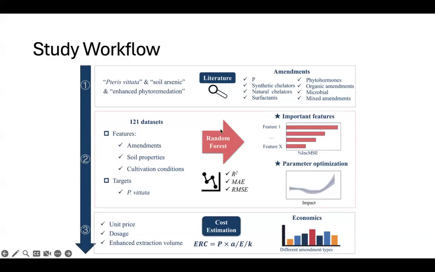These were plugged into a random forest model with these evaluation metrics. Then the important features and parameter optimizations were identified. Then that data was used to estimate costs by taking into account things such as unit price, dosage, and extraction volume, and the economic sustainability of different amendment types was determined.